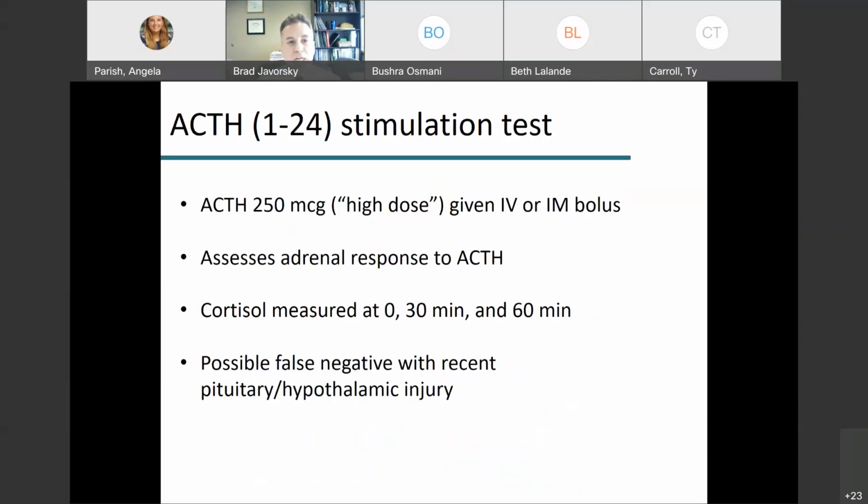So that brings me to the ACTH stimulation test, or cosyntropin, 1 to 24. The high dose test is considered the 250 microgram dose, and that's given IV or IM. It assesses the adrenal response to a very high level of ACTH. Cortisol is typically measured at 0, 30, and 60 minutes. One caveat is that if the patient had a recent injury to the pituitary or hypothalamus, you might get a false negative result because the adrenal glands haven't yet atrophied.